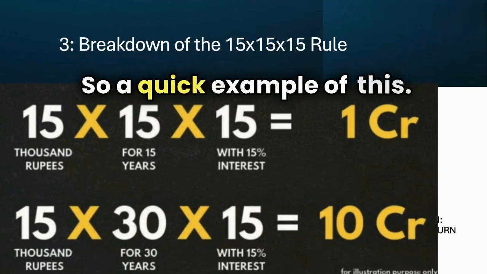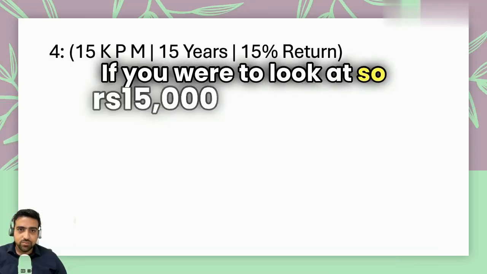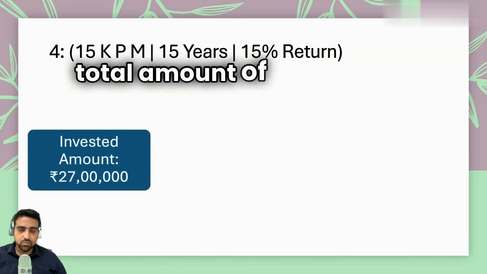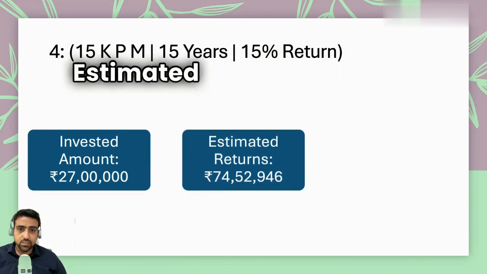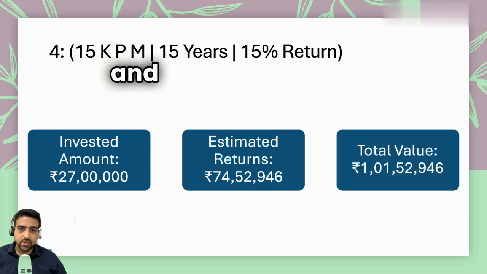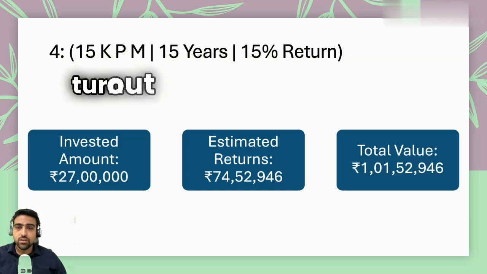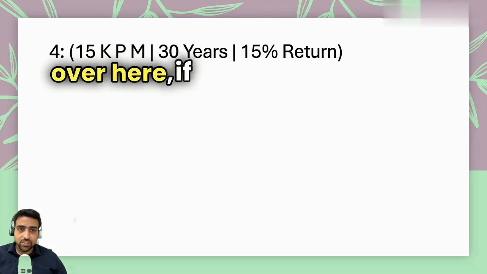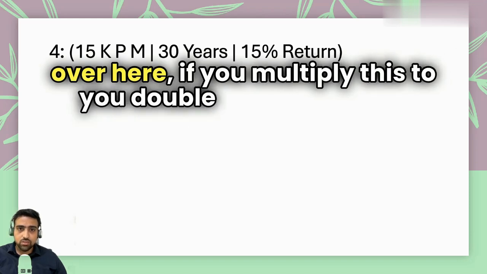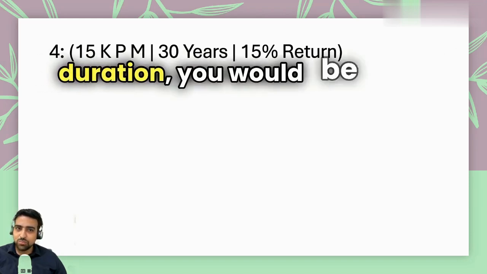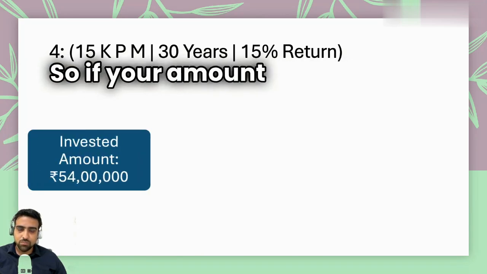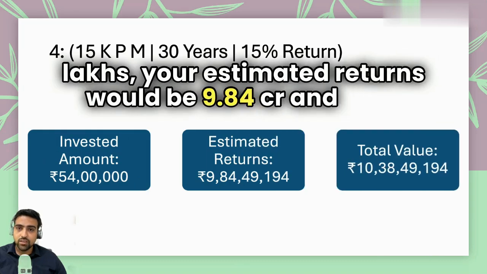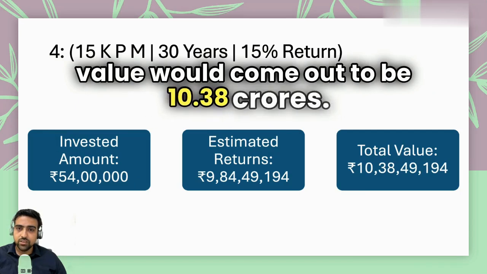A quick example of this: 15,000 rupees per month you are investing for 15 years at 15% return. Total amount of investment would be 27 lakhs. Estimated returns would be around 75 lakhs, and total value of this investment would turn out to be almost 1 crore. And a great bonus tip over here: if you double the investment duration, you would be able to actually double the corpus. So if your amount invested over 30 years is 54 lakhs, your estimated returns would be 9.84 crore, and total value would come out to be 10.38 crores.